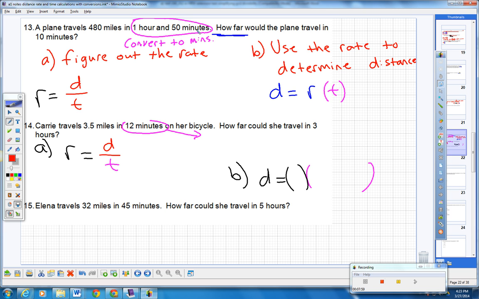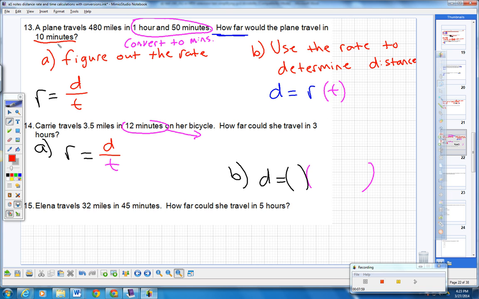That is pretty fast, right? Well, we want to find out how fast. So in order to do that, we need to convert this time. And you either need to convert it to all minutes or all hours. In this case, we're converting it to minutes because we want to know how far the plane would travel in 10 minutes.